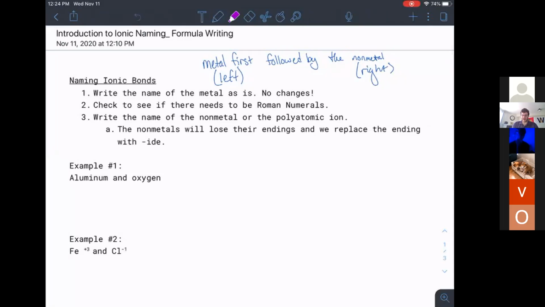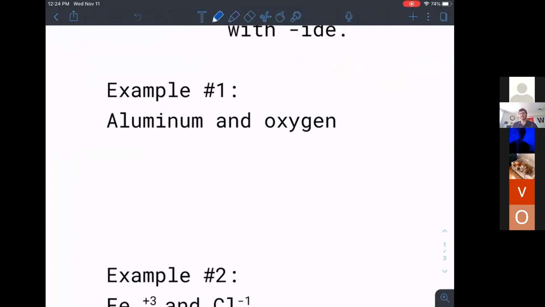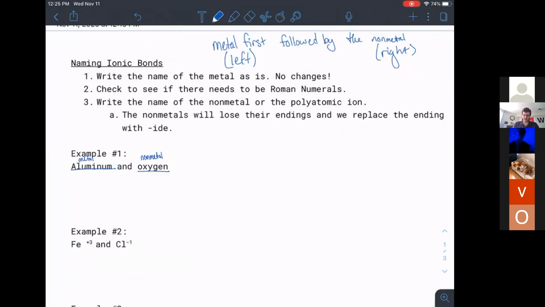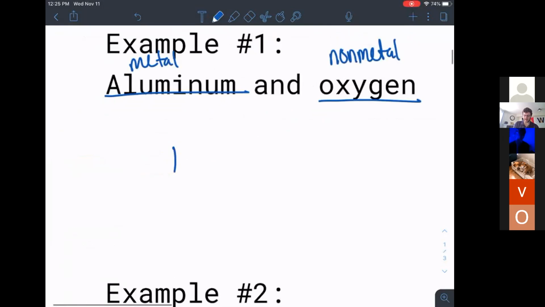So now we're looking at this example. Which one of these is the metal and which one is the nonmetal? Aluminum. Aluminum is the metal. Perfect. And that means oxygen is the nonmetal. We're naming these, not drawing them right now, so we don't have to worry about doing all those lone pairs and valence electrons for this. What we're going to do is write down the name of the metal as is. We don't touch it, we don't change it, it just stays as aluminum.